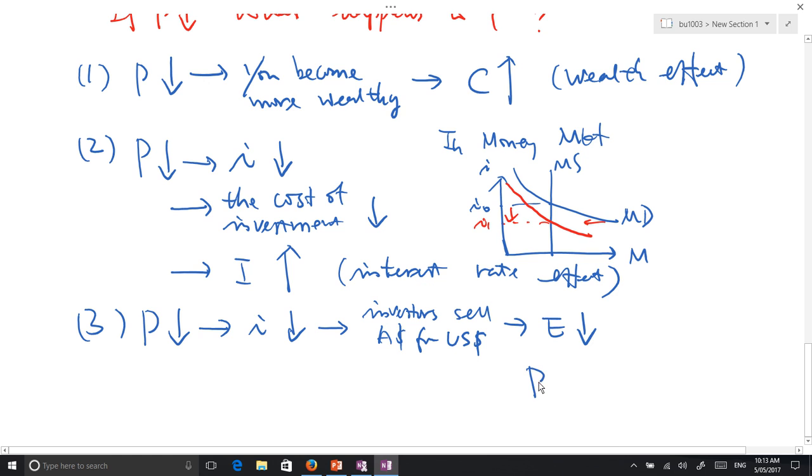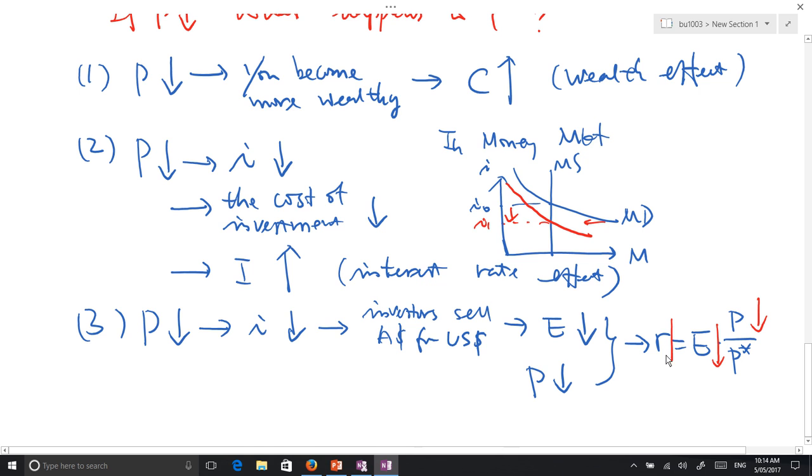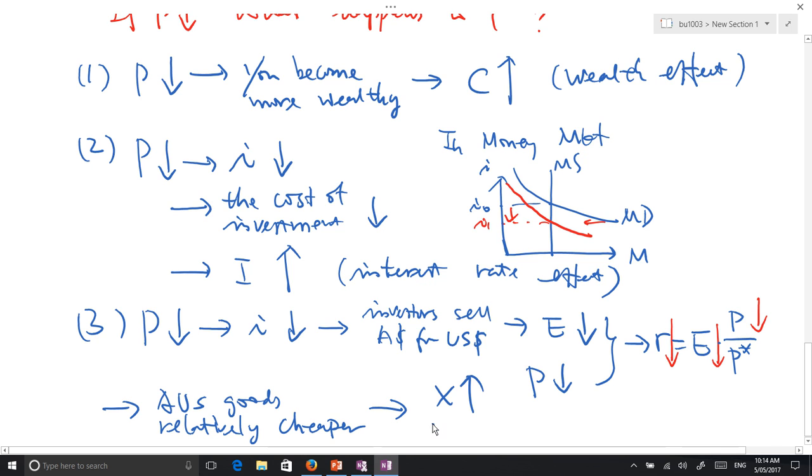So together with the price drop, we see that the real exchange rate, which is E multiplied by domestic price over foreign price, drops. So real exchange rate drops. So there's real depreciation now. This means that Australian goods become relatively cheaper. So this implies that exports will go up, imports drop, namely the exports increase.